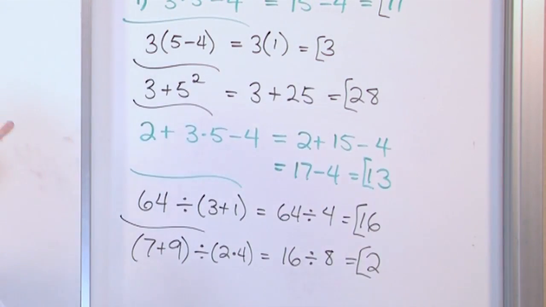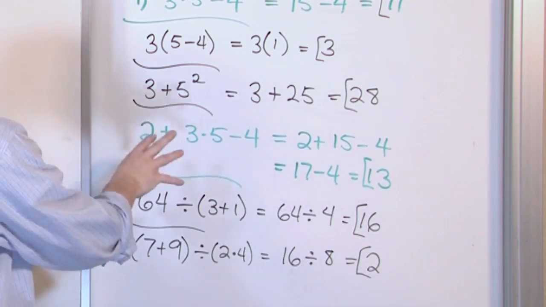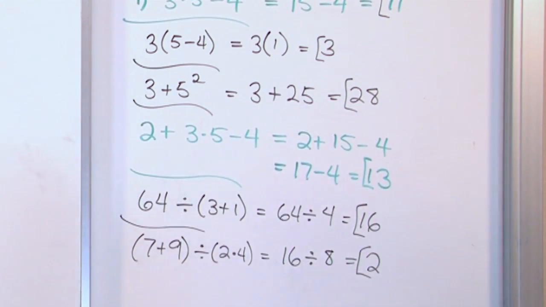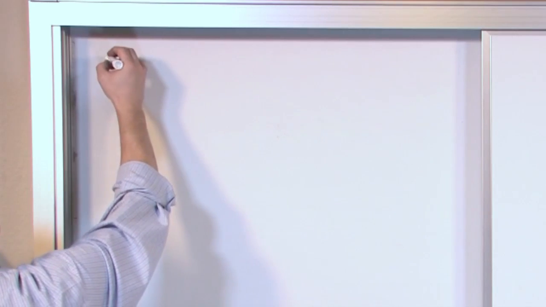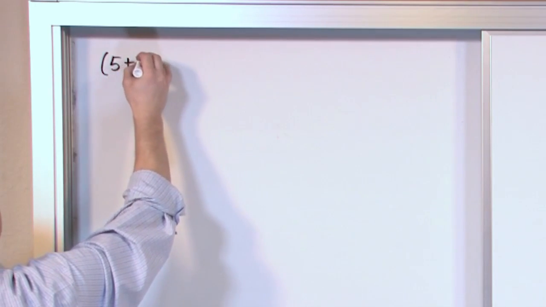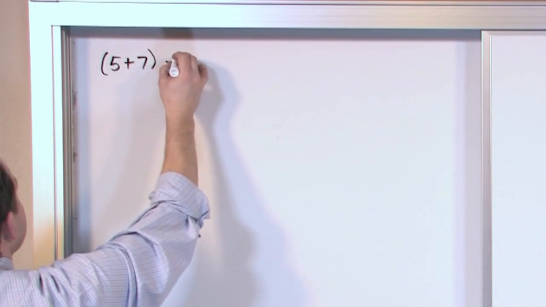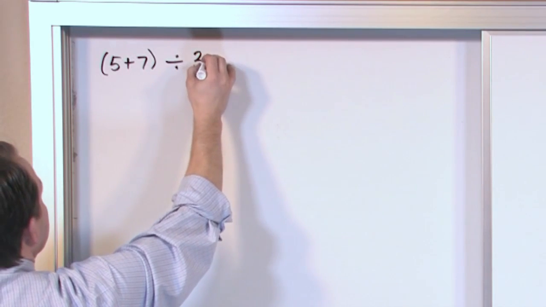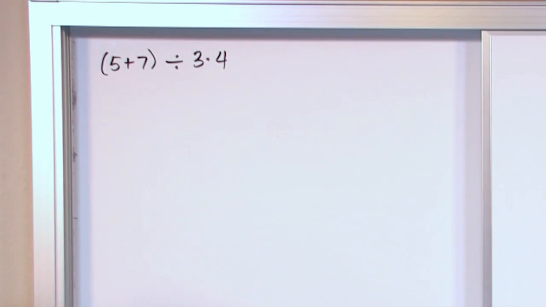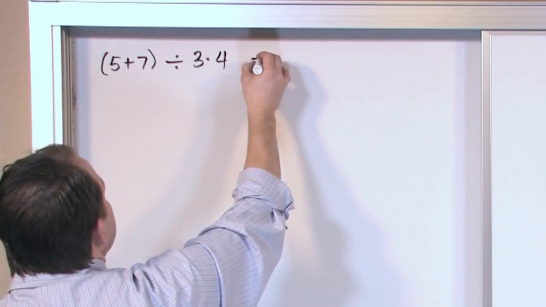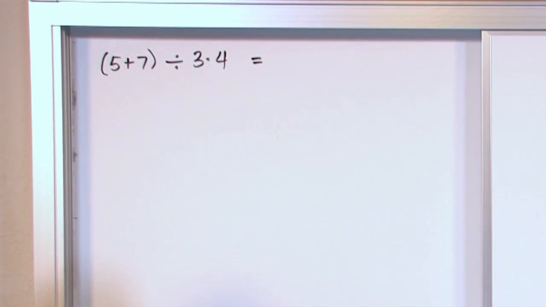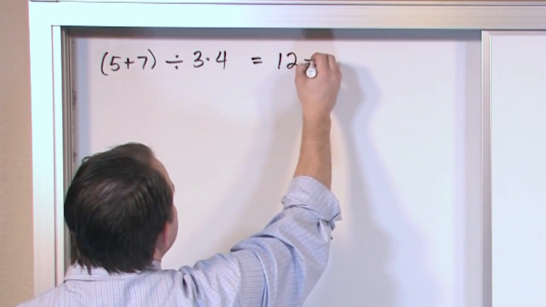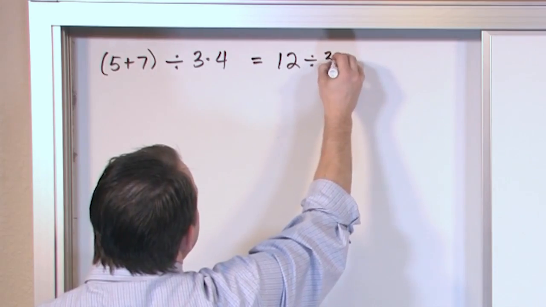Now what we're going to do is erase the board and do a couple more quick examples involving order of operations to wrap this section up. Okay, what if we have (5 plus 7) divided by 3 times 4? So the first thing we do is try to look for parentheses. And we see that we have parentheses, so we do that first. 5 plus 7 is going to give us 12. So we just write a 12 and we carry the rest of the problem along for the ride.